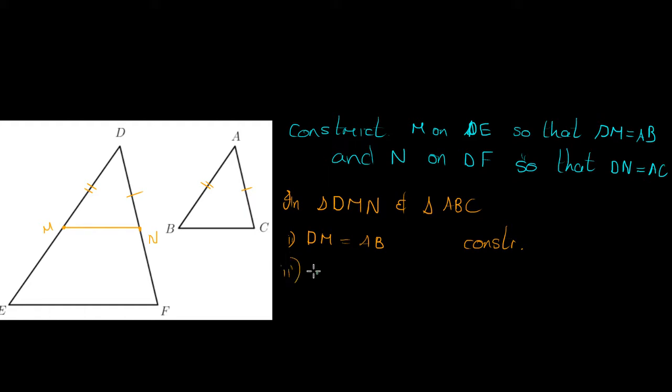Then we have that DN is equal to AC, construction. Then we have that angle D is equal to angle A, given. That was what we were given in the beginning. All these angles are equiangular, so we know that this is equal to that. And so I have two sides and an included angle.